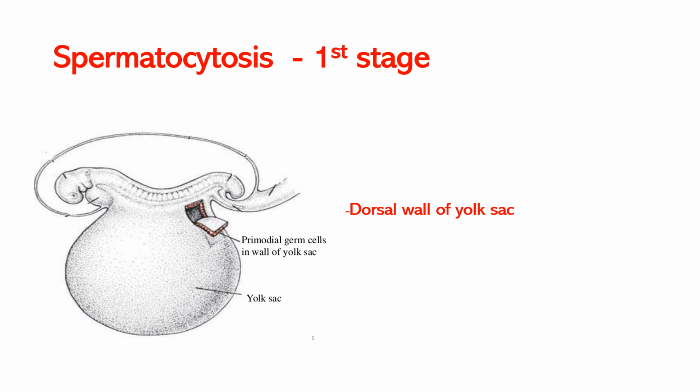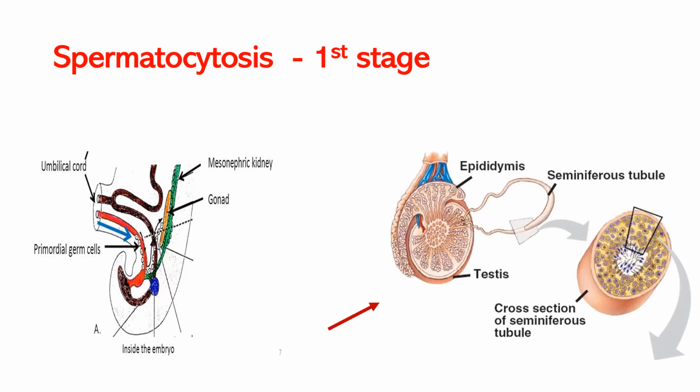Here the primordial germ cells migrate from the dorsal wall of the yolk sac, which is nothing but the proliferation of the endodermal cells. The migrating cells enter into the gonadal ridges of the testis.